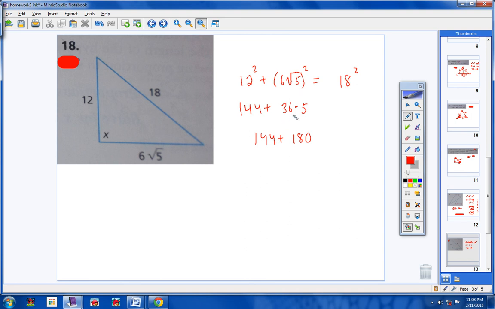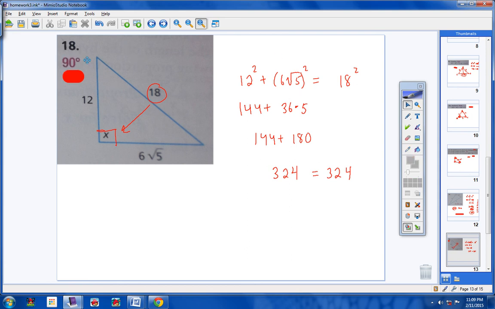36 times 5 is 180. Now when you add these together, you're going to get 324. Now with my calculator, I'm going to type in 18 squared, and I'm going to get 324. So I do know that I have a right triangle. I know that this is my longest side out of all three, so this has to be my hypotenuse, which means this has to be my right angle. So x is 90 degrees, all right?